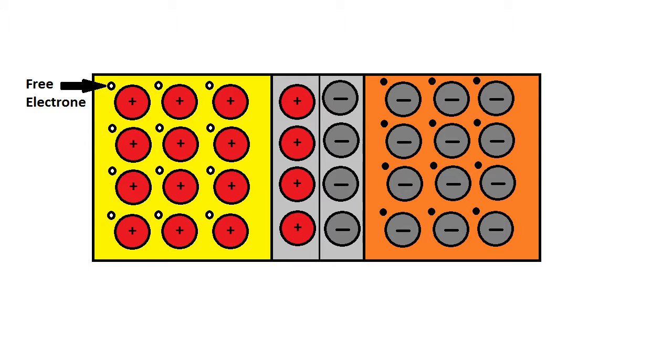So here is an internal diagram of a diode. One side has a semiconductor which has free electrons, and the other side has a semiconductor which has holes. The free electron semiconductor is called n-type and the hole semiconductor is called p-type.